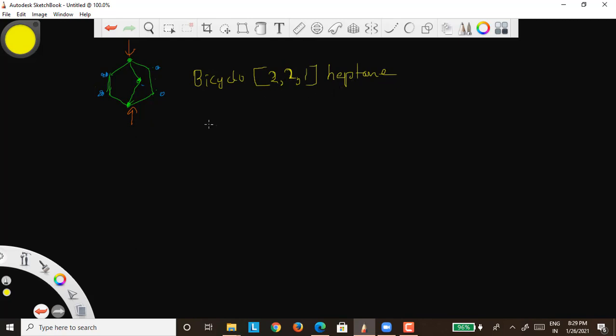So this numbering should be given in descending order. Let us take one more example. Suppose you have it like this, and we take the minimum. Suppose these two are connected. So you see this is your bridgehead. Okay, bridgehead. Let us give it red color. This is your bridgehead, and this is your bridgehead.